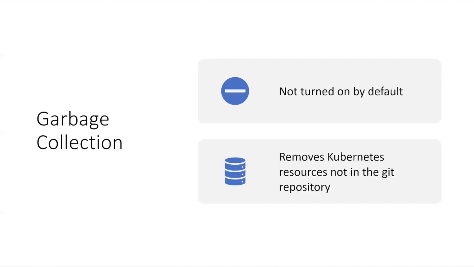Okay, one last thing you have to think about: garbage collection, not turned on by default. What does that mean? That means that if you remove YAML from your Git repo, the objects are not automatically deleted in your Kubernetes cluster. If you want that, you have to turn this on, right? Otherwise, you will be waiting and waiting and waiting, but it will not happen.